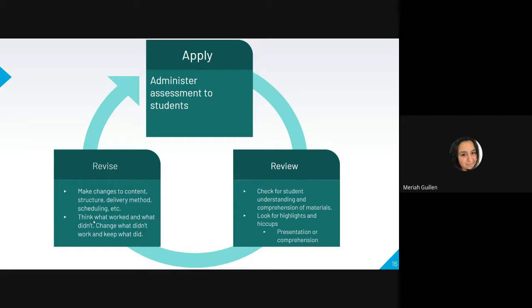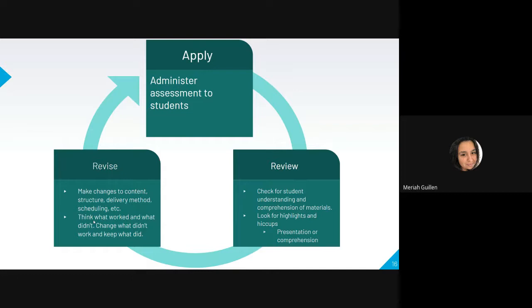So you want to review them. You want to review their understanding, the comprehension. What were some highlights? What were some hiccups? And this could be highlights for the presentation or the delivery of materials, or it could be the highlights and hiccups of the comprehension. So this is for you to review how the students did versus how well you presented the curriculum. And this is where you get to revise. You get to think about what you did good, what you did great, what needs work. And it's a constant review.